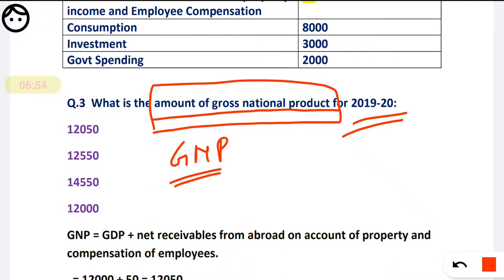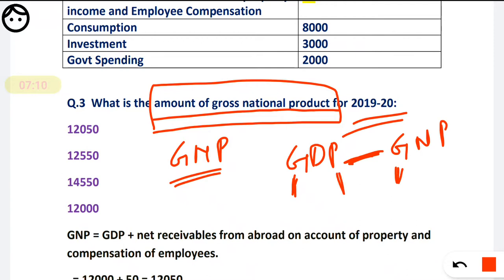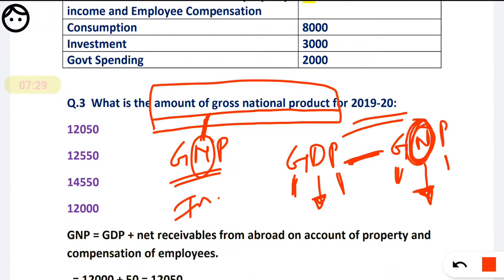So friends, see here, basically what we know, the basic thing, is GDP, and from that we can calculate GNP, okay. See the relationship: this is gross, this is gross, this is product, this is also product, but this is domestic and this is national. That means we have to find the gross national product, that is N we have to find. So we have to find the product of the nationals. Here the important thing is the nationality, okay.